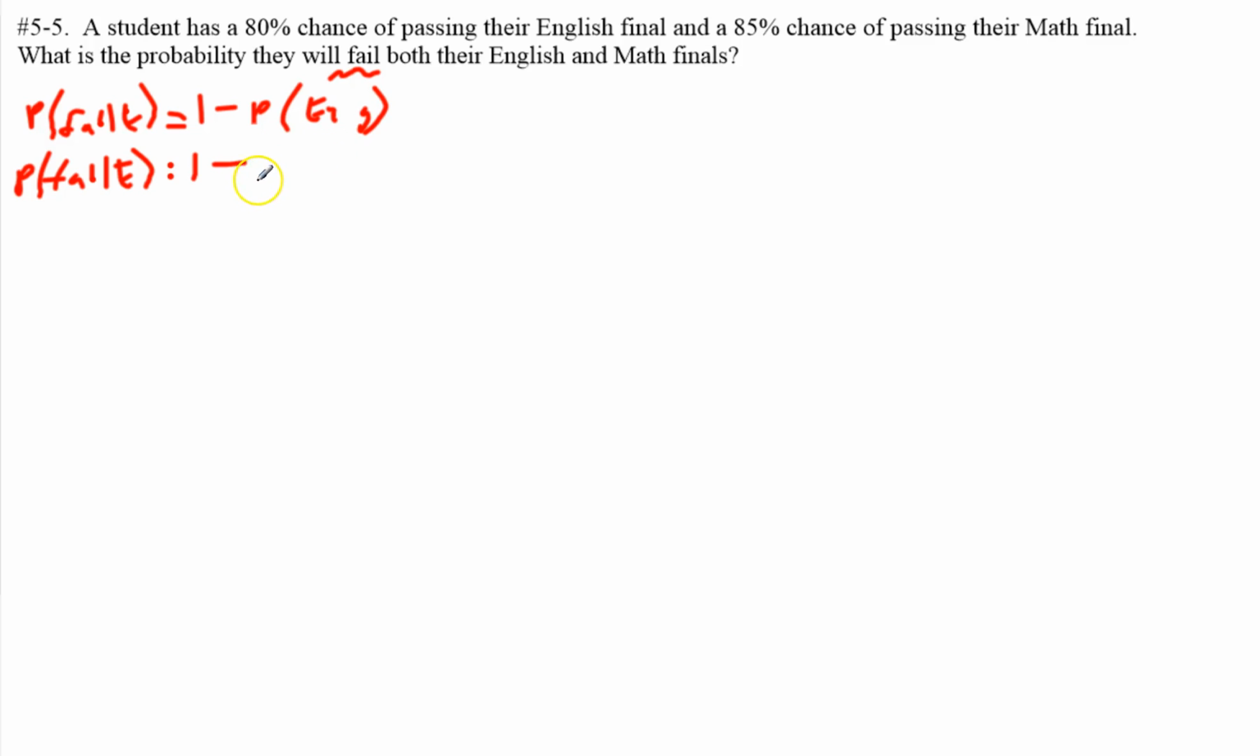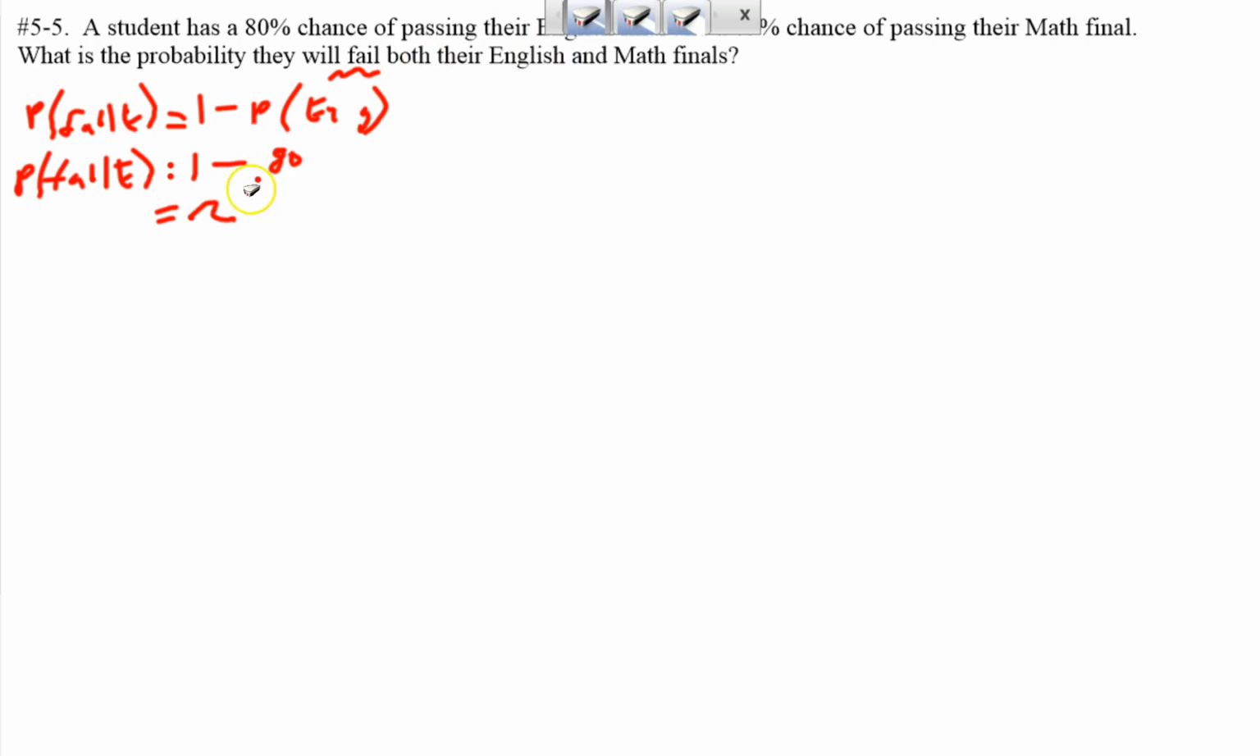Okay, so first of all, since this has to do with the probability of failing, I think we should first figure out the probability of failing English and failing math. So independently, the probability that they're going to fail English is going to be 1 minus the probability that they pass English, right? So the probability of failing English is going to be 1 minus, well, there's an 80% chance of passing their English final, so 0.8, so that's going to be 0.2. Let me erase that.